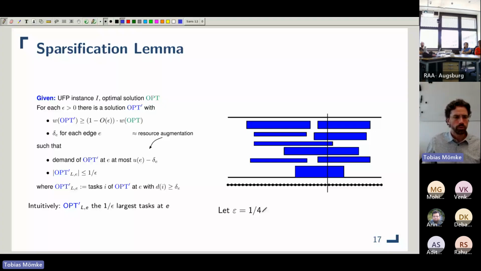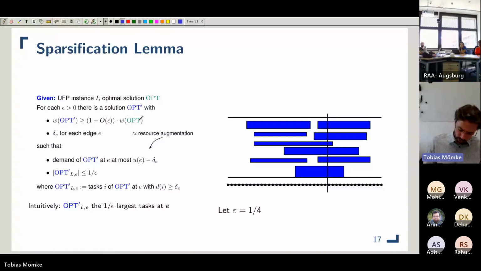And what do we want to do? We are given an instance I, and we are given an optimal solution, because we want to show a property of the optimal solution. That is, we do not want to show an algorithmic result. We want to show that it is possible to make some space. Therefore, we want to compute a second solution OPT prime, and OPT prime should be almost as big as OPT.